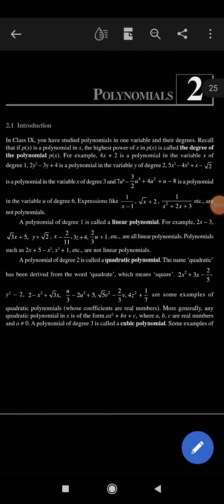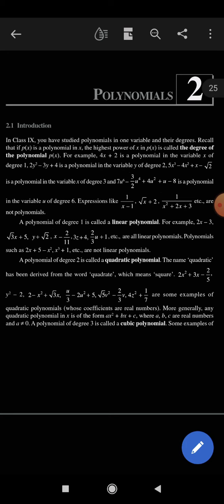Polynomial Introduction. In class 9, you have studied polynomials in one variable and their degree. Recall that if p(x) is a polynomial in x, the highest power of x in p(x) is called the degree of the polynomial p(x). For example, 4x + 2 is a polynomial in the variable x of degree 1. 2x² − 3y + 4 is a polynomial in the variable y of degree 2.